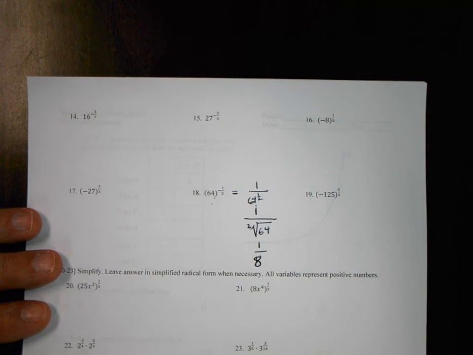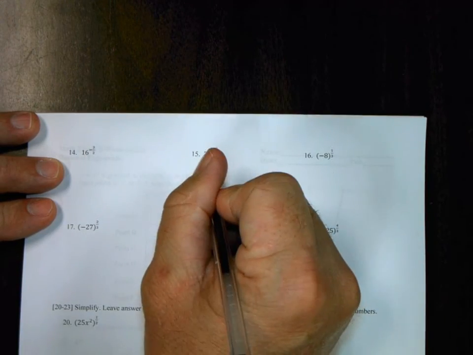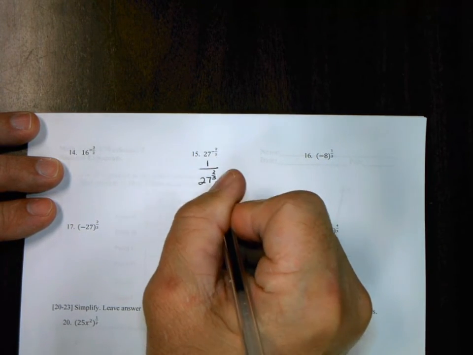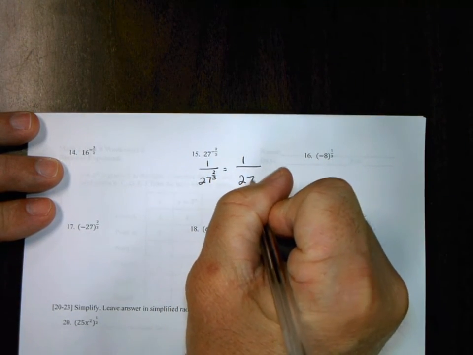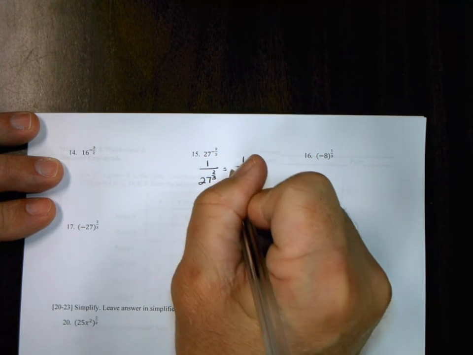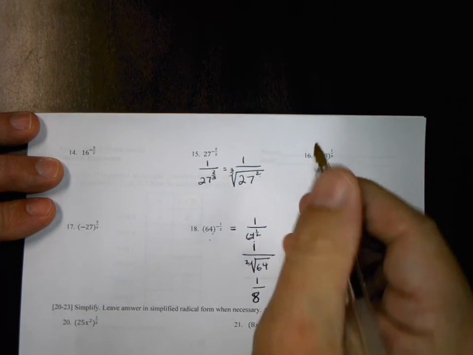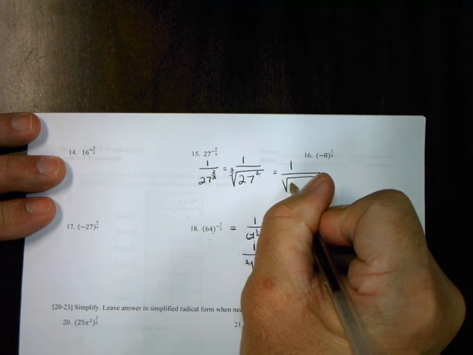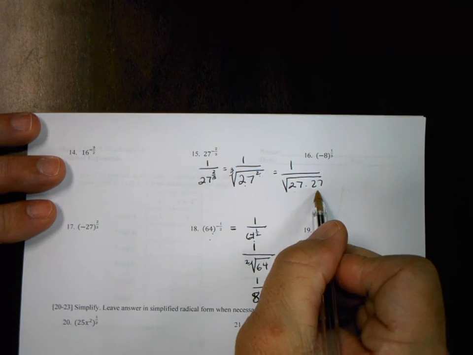Okay, let's go back up to number 15. I'll help you out with that guy. Number 15, negative exponent, so we're going to convert this to 1 over 27 to the 2/3. Negative exponent, put it on the bottom and make it positive. This becomes 1 over the 3rd root of 27 squared. The numerator becomes the exponent, the denominator becomes the radical. So we can rewrite this as the 3rd root of 27 times 27. 27 squared equals 27 times 27.